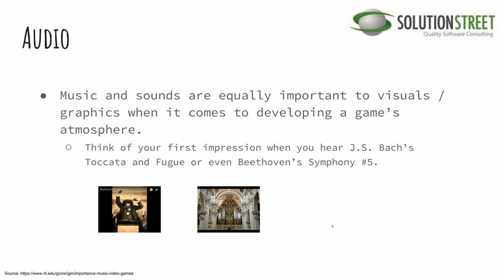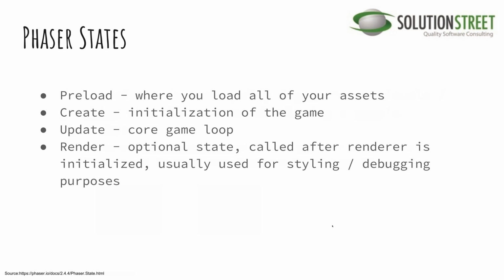So now that we know those four things, story, assets, animations, and audio, we'll go closer to Phaser. What are the states in Phaser? When I say states, these are the things you could hook up, or things that should always be present in your Phaser game. You could think of it like init and destroy in JavaScript. But in Phaser, there are four states. There's the preload, where you load all of your assets. There's the create, the init function, or initialization of the game. And then there's the update and render, which is the core game loop.